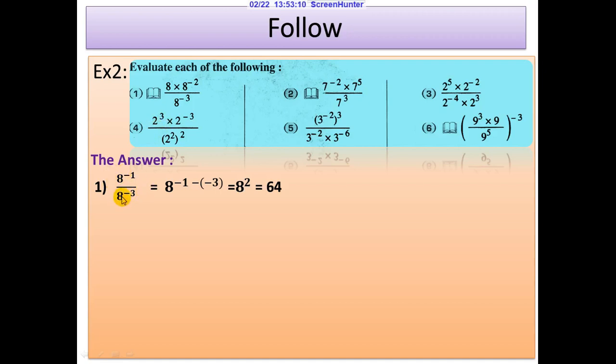And when we divide two like bases, we write 8 as it and subtract their power. It will be equal 8 raised to power negative 1 minus negative 3. Again, 8 keep as it and subtract their power. It will be negative 1 minus negative 3, equal 8 raised to power 2 and finally equal 64.